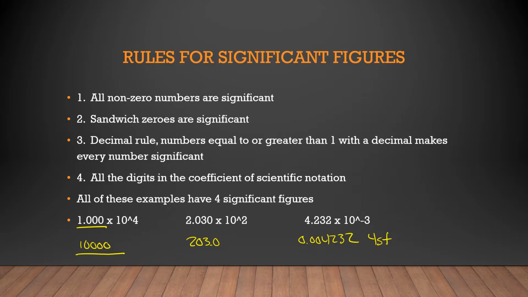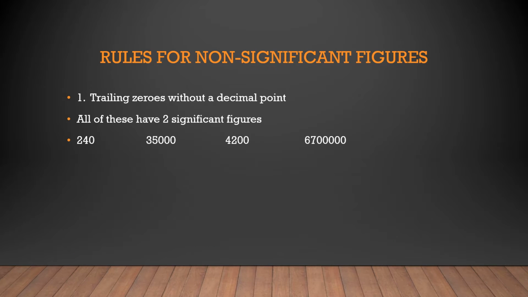So there's our rules for why things are significant. Now the rules for why things aren't significant. So here, for example, first rule is that trailing zeros without a decimal point are not significant. So each of these only has 2 significant figures. This is 240. This is 35,000, 4,200. Only those first digits, 2 digits, are significant.